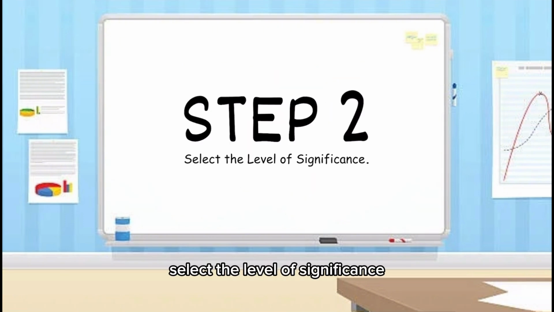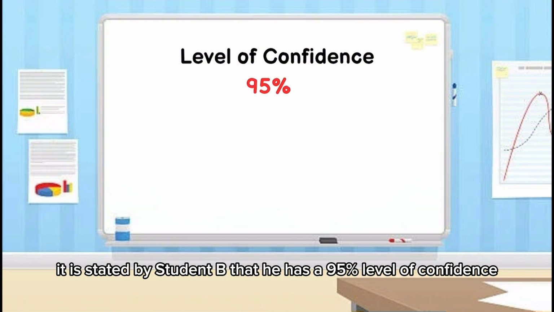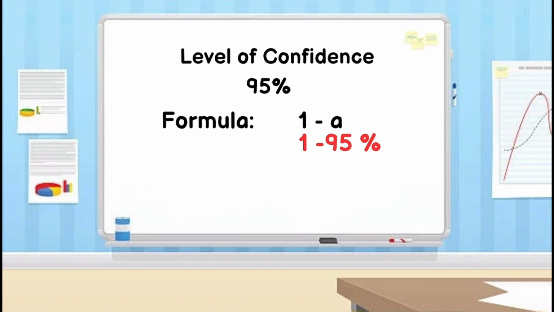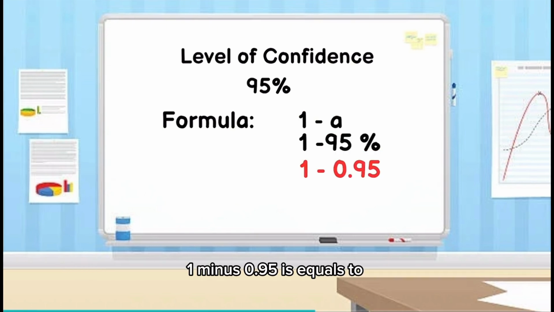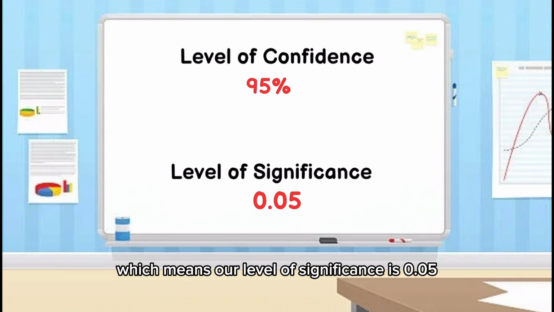Step 2. Select the level of significance. It is stated by student B that he has a 95% level of confidence. So by that, we will use 1 minus the confidence level to get the level of significance. 1 minus 0.95 equals 0.05, which means our level of significance is 0.05.